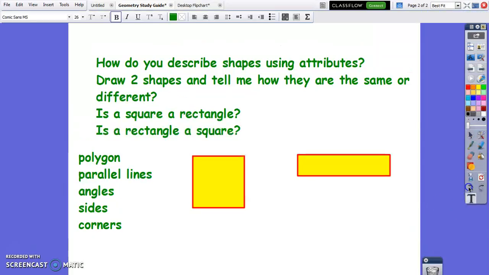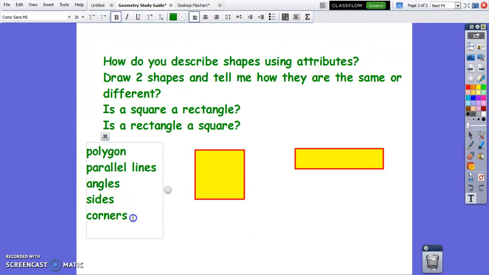Then you could say to yourself, is it a quadrilateral? Does it have 4 sides? Is it a parallelogram? Or does it have 2 sets of opposite sides that are parallel? So there are many different ways to describe a shape. These are just a few of them.